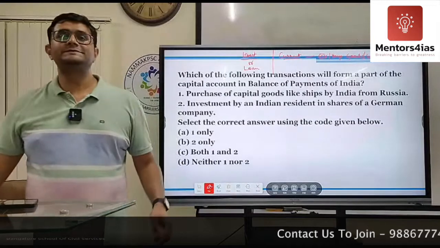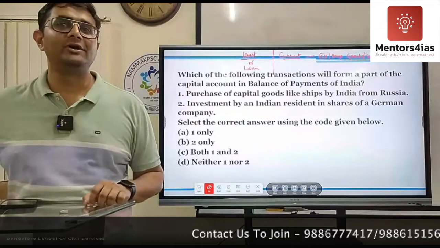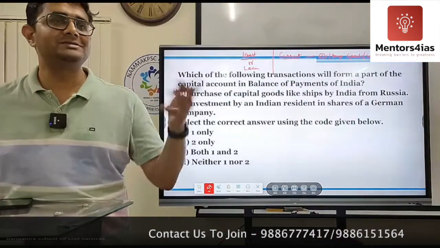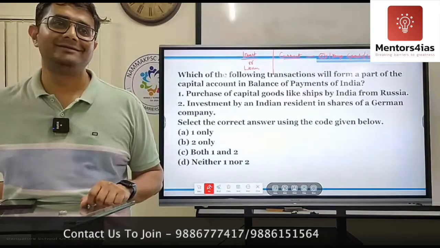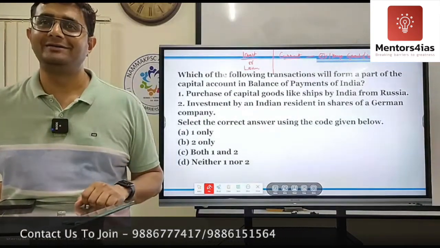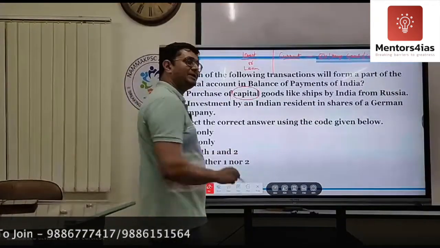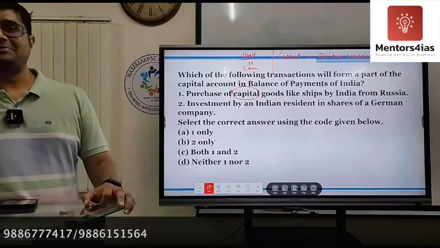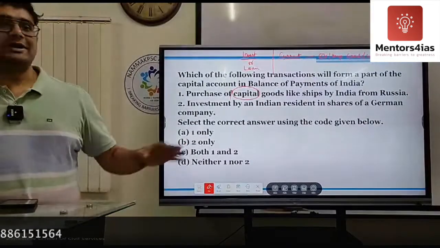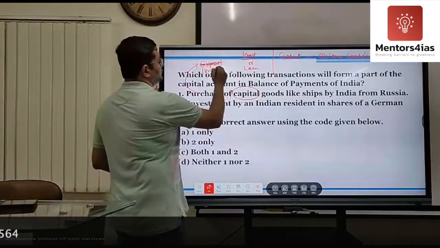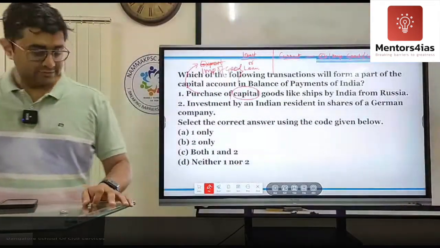So when you buy goods, what are you doing? Importing. When you buy a bike, you're importing. When you buy a ship, importing goods. When you buy gold, importing gold. Yes or no? So you got confused because the word capital is mentioned. This capital is different. That capital is different. Capital account includes what? Investments. And so this is nothing but import of goods. So what's the answer now?